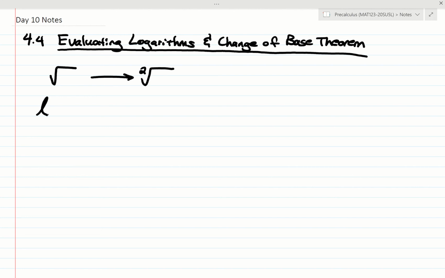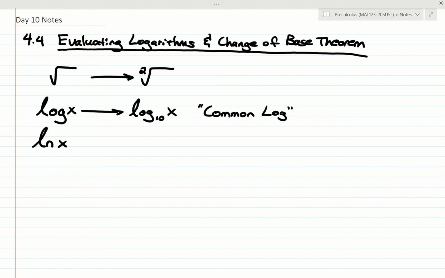But we know that that button automatically means we're looking for the second root. Your calculator has a button that looks like this. What that actually means is the log base 10 of whatever the number is. This is called a common log. And we'll see some more use of this in the upcoming sections. But for right now, it's important that you know that if there's no base written, it's automatically assumed to be base 10.